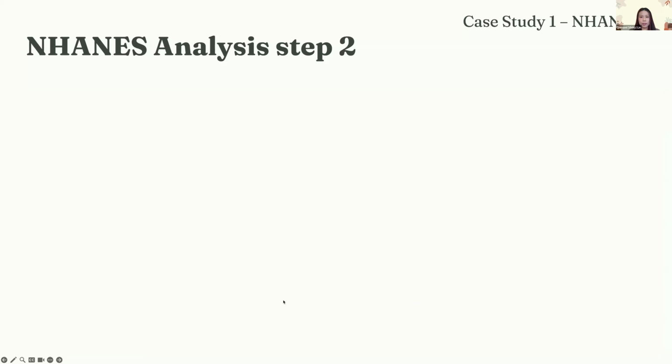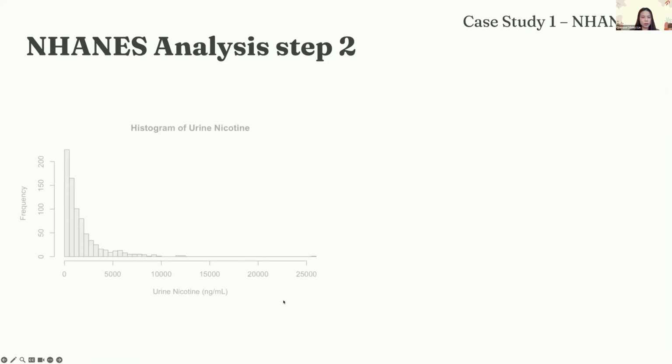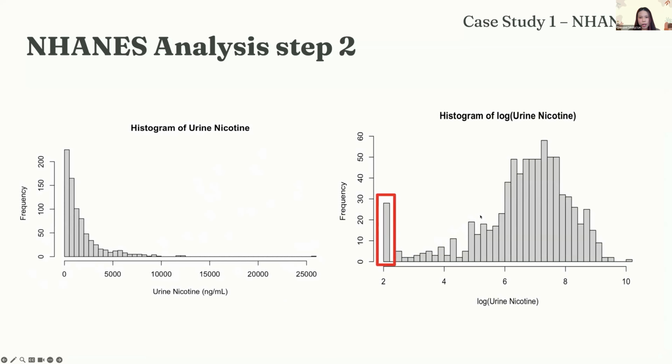After that, I'll look at the distribution of main variables. Here on the left, you can see the raw distribution of urinary nicotine measured in nanograms per milliliter. It's very skewed. Most values are very low, with a few much higher ones. When a variable looks like this, it's hard to find data problems from the histogram. On the right, after log transformation, patterns become clear.